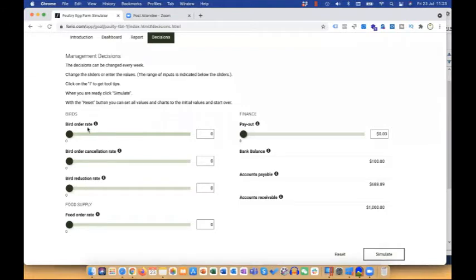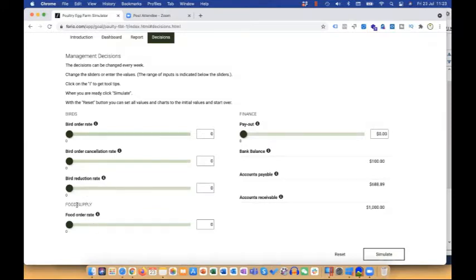So what I can do here is change the order rate, so how many new birds I'm purchasing. I can also cancel some of the birds that I have ordered but are not yet delivered. And I can also reduce some birds. That means removing them from the production, so they're not eating the food anymore if I have too many birds, for example. In this simulation, we're not selling the meat of the bird, so this is a simplification.